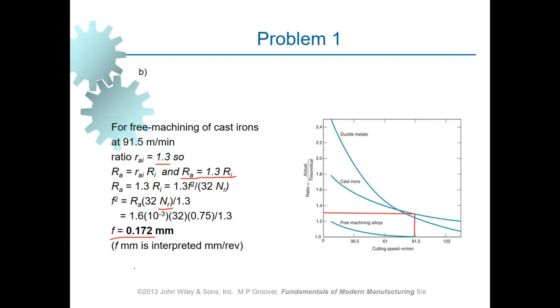0.172. So as we can see, this feed is now less than what we had computed for aluminum, because aluminum is a type of free machining alloy. It can be easily machined. So with a higher feed, we can achieve the same surface roughness. Cast irons are generally harder than aluminum alloys, and it is more difficult to machine them. So with a lower feed, we can achieve the same surface roughness, and this is evident from this problem.